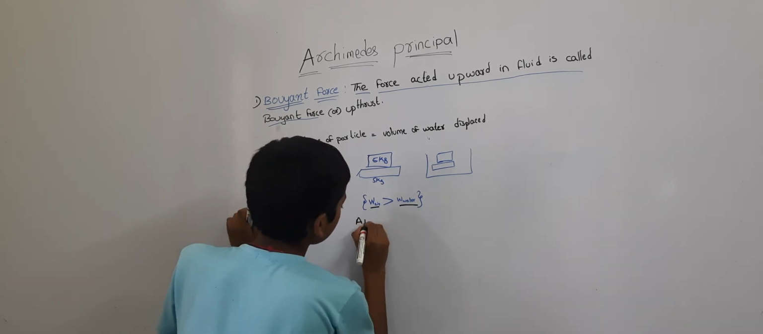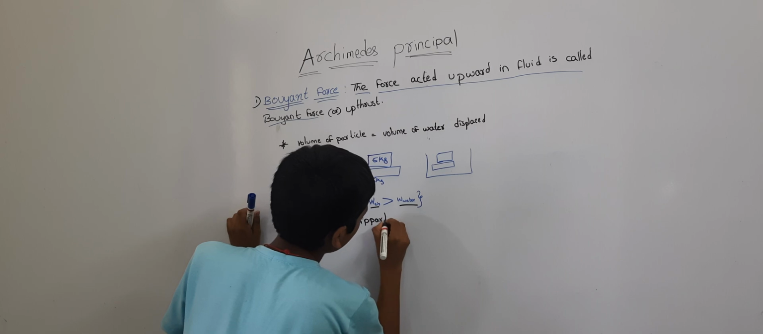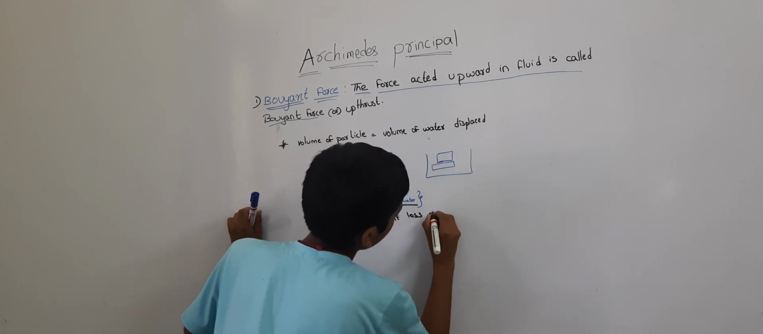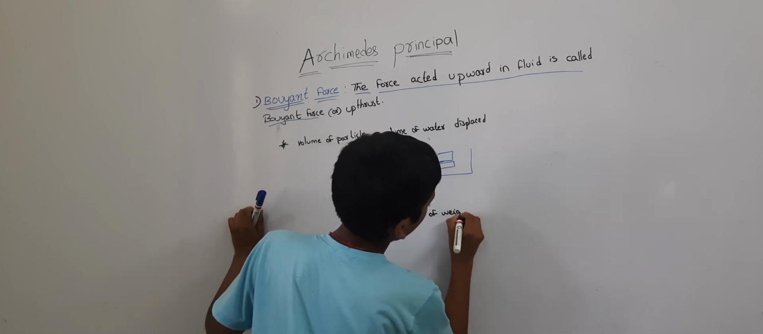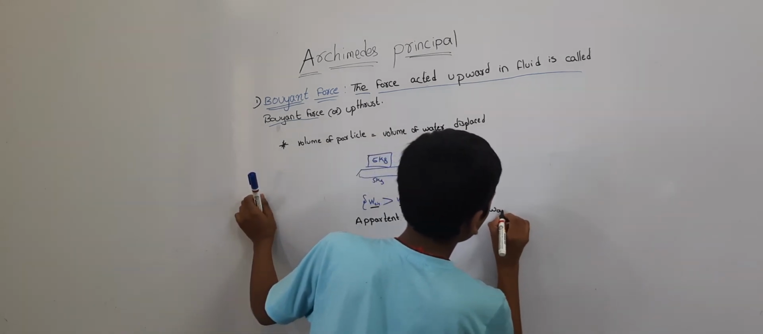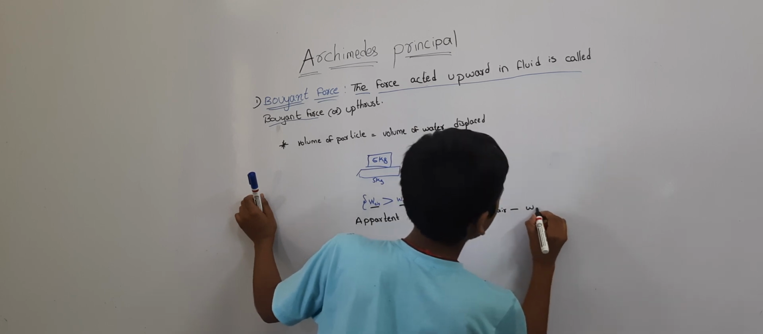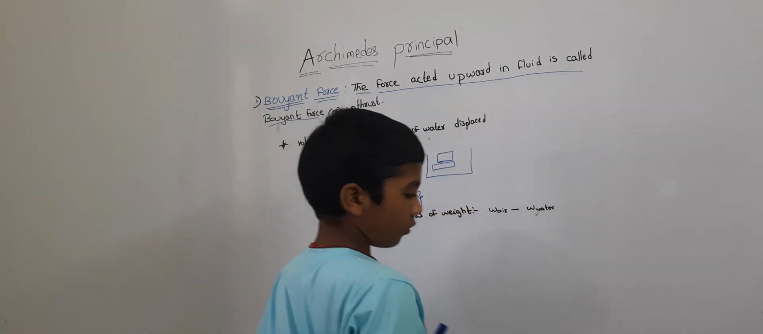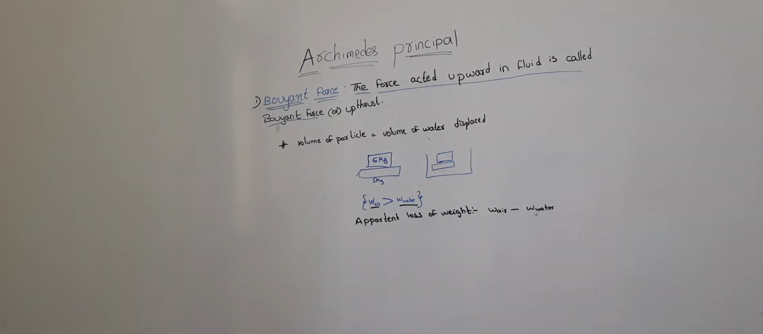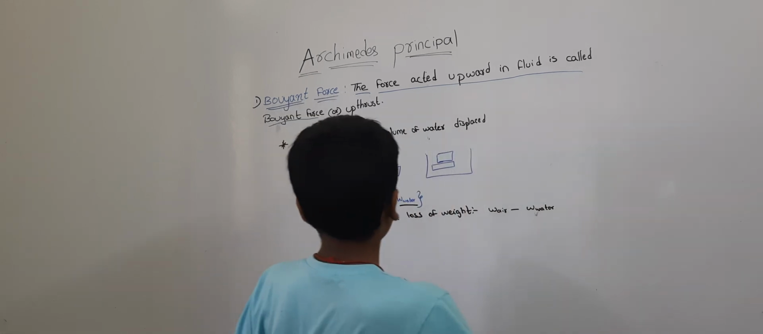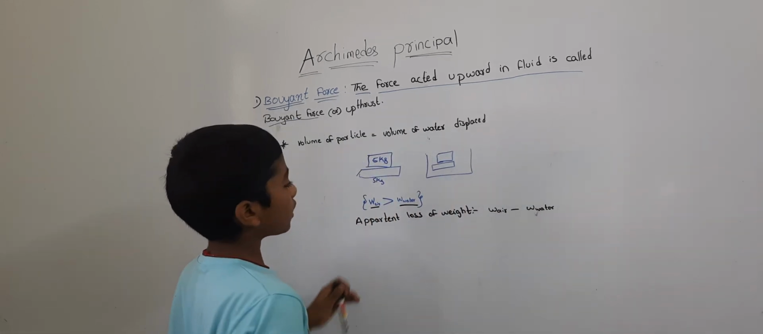Next, apparent loss. Apparent loss of weight is equal to weight in air minus weight in water. Okay friends, this is apparent loss.